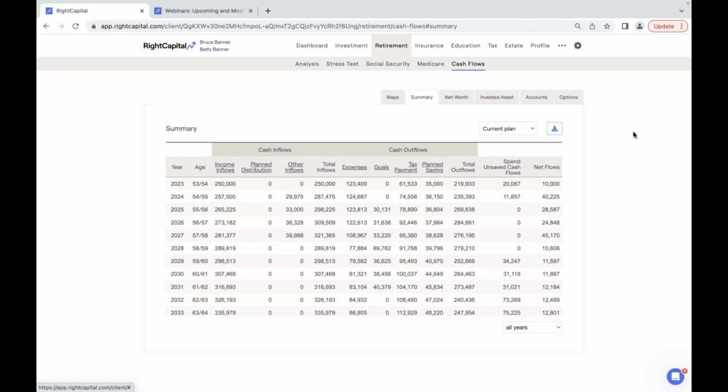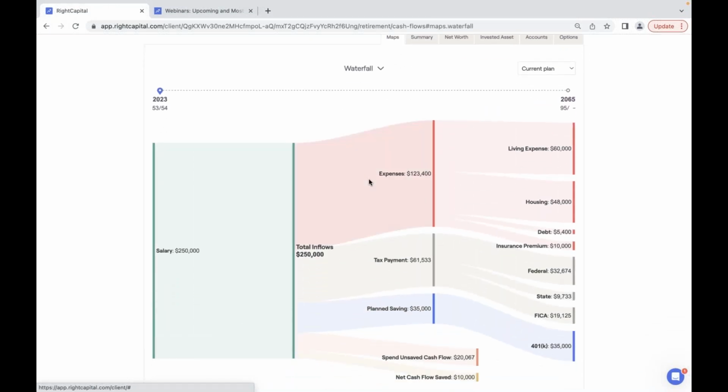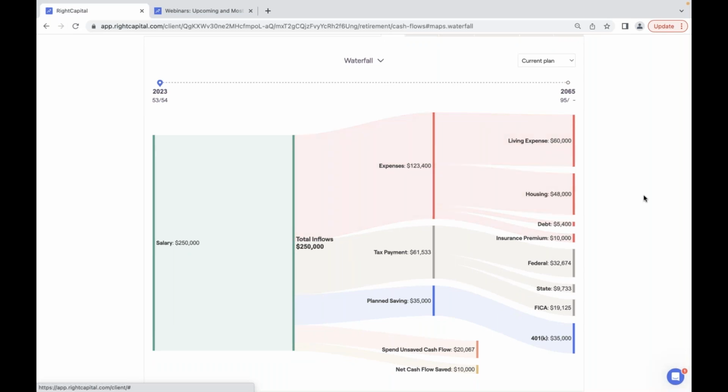So let's now start diving into the details here, because I know there's a lot of really good nuances that can really help us dial into what's most important for us. And one of the first things I want to do is just talk through the spend unsaved cash flows column, explain that, talk through what net flows are, and then we're going to really dive into all of that within these new cash flow maps, which are really great visuals for the clients.